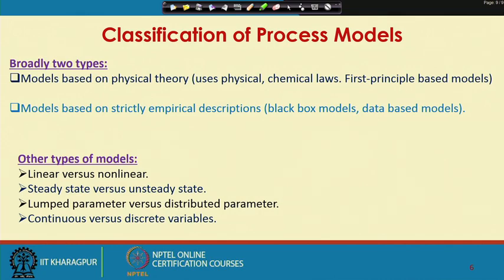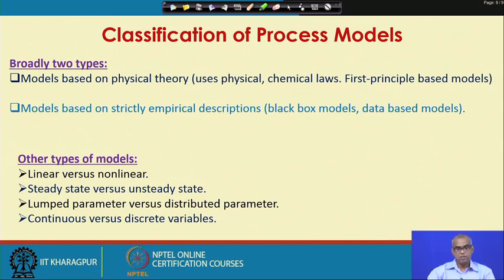Other types of models are linear versus nonlinear, steady state versus unsteady state, lumped parameter versus distributed parameter, continuous versus discrete variables. Let us first briefly talk about linear models versus nonlinear models. In linear models, all the equations are linear. In nonlinear models, nonlinear equations are present.